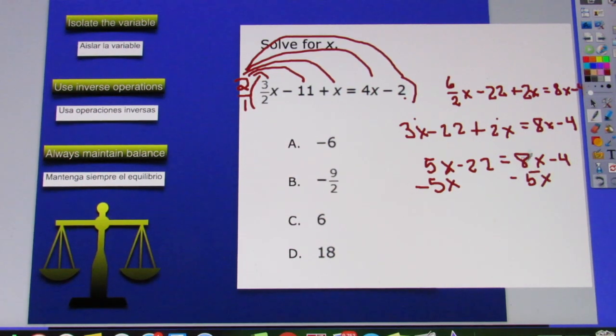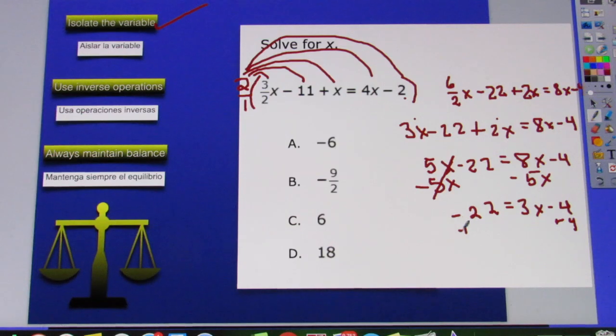Maintaining balance by subtracting the exact same thing from both sides of the equation. That 5x zeroes out, is gone. 8x minus 5x is 3x. And my variable happens to be on the right side of the equal sign. That makes no difference. I still have to isolate it. So I'm going to add 4 first.